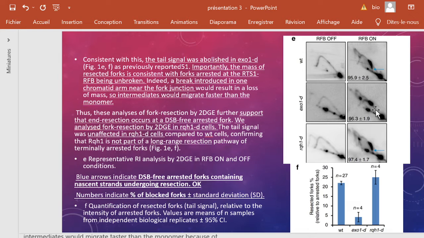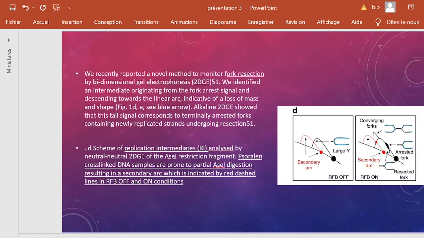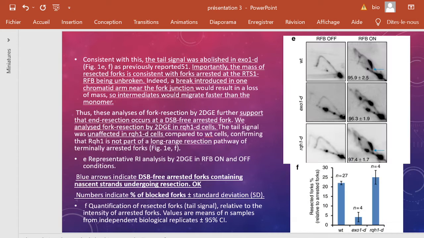Then, intermediates, as we said before, we talked about intermediates. Here the secondary arc is the intermediate. It would migrate faster than the monomer. Why? Because of the break introduced in one chromatid arm near the fork junction. Now talking about the mass of resected forks and the mass of forks arrested at RTS1 RFB being unbroken, there we say that there is a consistent mass. It's consistent with fork arrested at RTS1 RFB being unbroken.